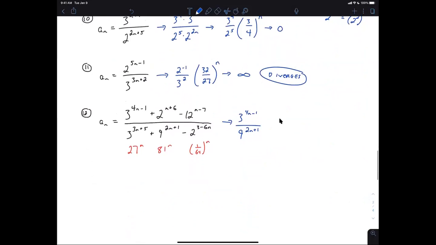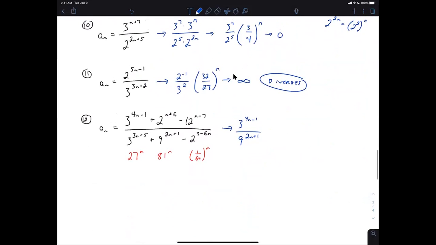Okay, so once I'm here, now it's like numbers 10 and 11. I say, okay, well, that then approaches 3 to the negative 1 over 9 to the 1st times 81 over 81 to the n.